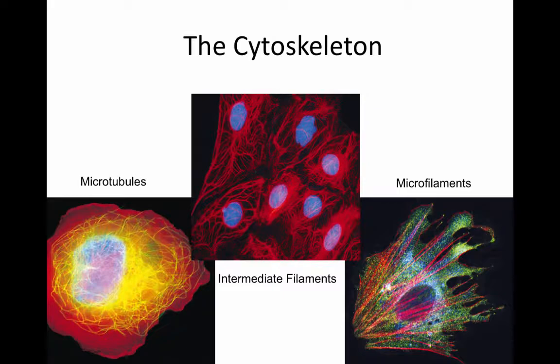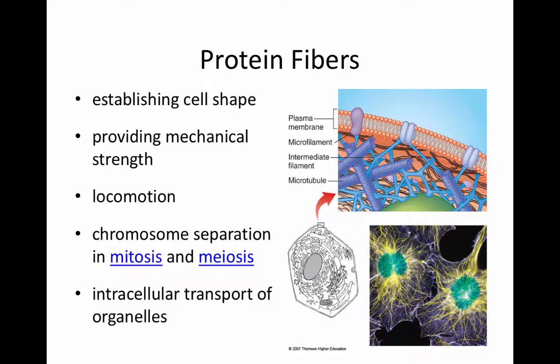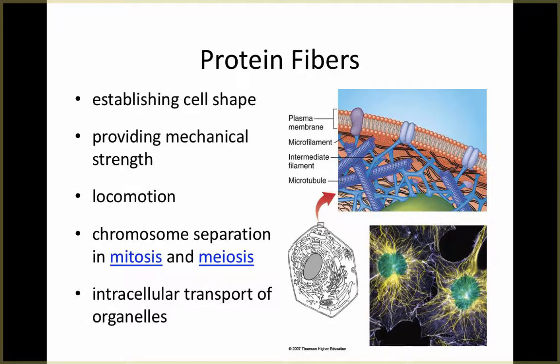It's the same idea with the cytoskeleton. It also helps things attach. If you look in this cartoon here, on the outside of the cell you'll see the plasma membrane, and then you'll see 3 different structures. They are important for establishing the shape of the cell and providing strength and locomotion. Essentially, if you look here, these are microtubules.